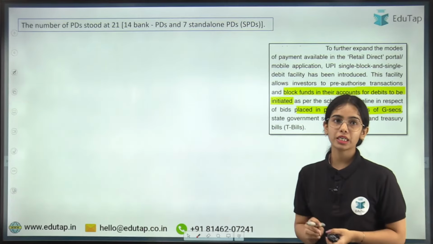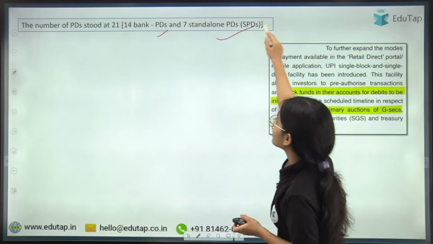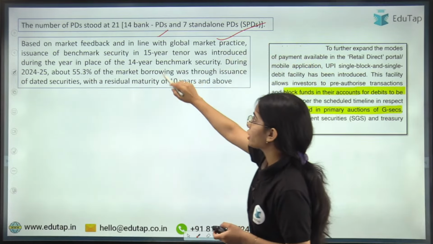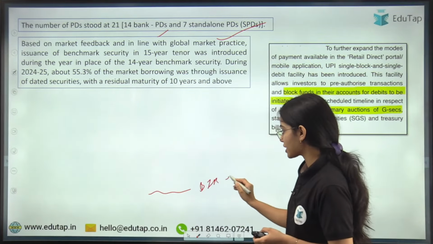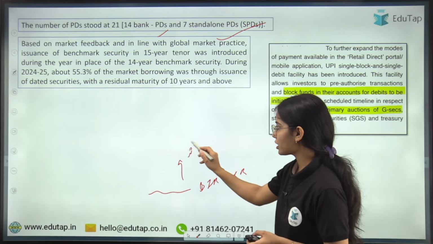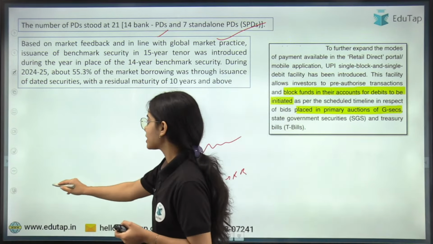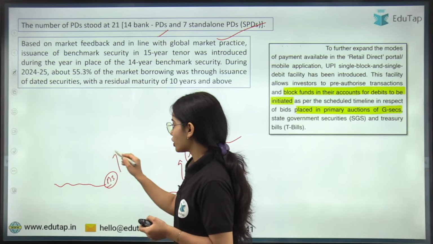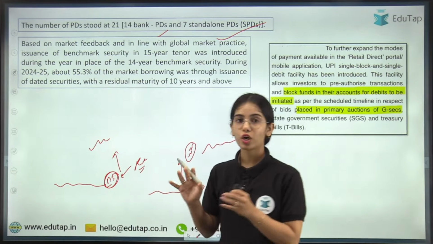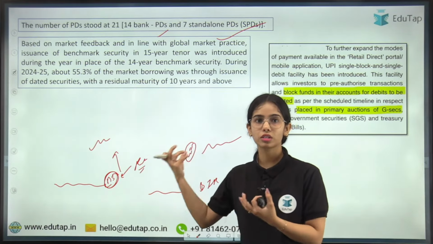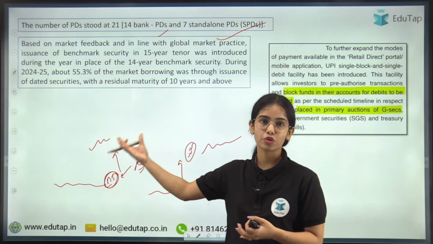Next, the number of primary dealers stood at 21, 14 bank primary dealers and 7 standalone primary dealers. Next, based on market feedback, there is the benchmark interest rate, that is the repo rate, according to which the interest rate is determined in the country. Similarly, there is the benchmark security, which has certain returns. According to the returns in this benchmark security, the returns fluctuate for the other securities.